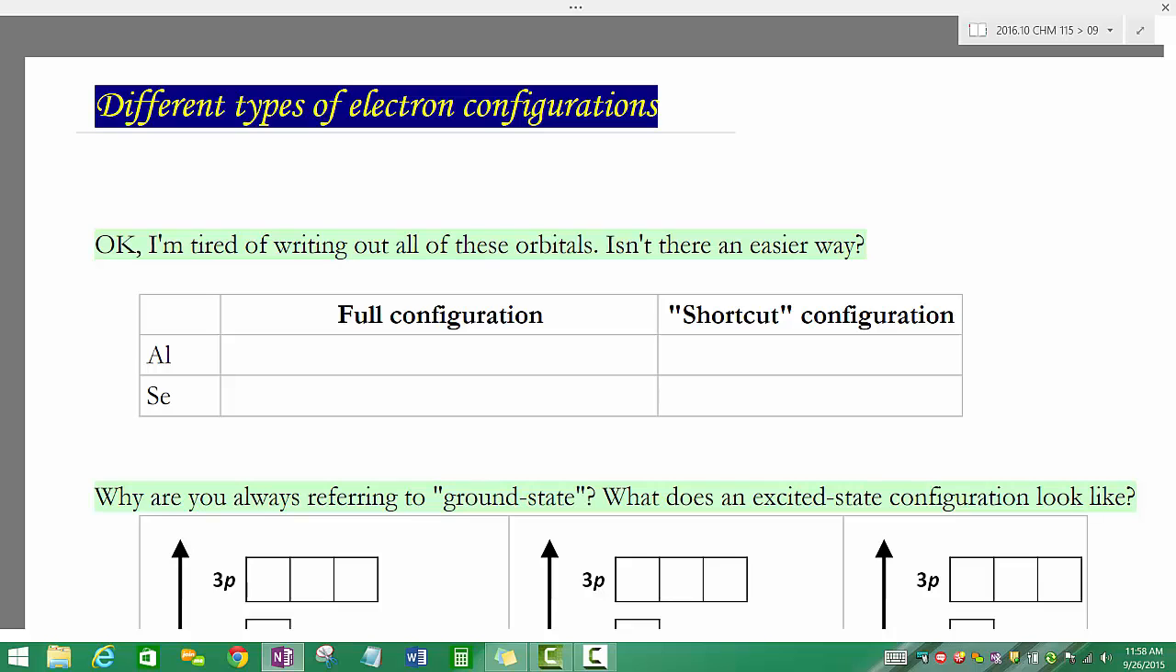And so if we take a look at the case of aluminum, we have an electron configuration that is 1s2, 2s2, 2p6, 3s2, 3p1. Or if we're working with selenium, it would look something like this: 1s2, 2s2, 2p6, 3s2, 3p6, 4s2, 3d10, and then 4p4.